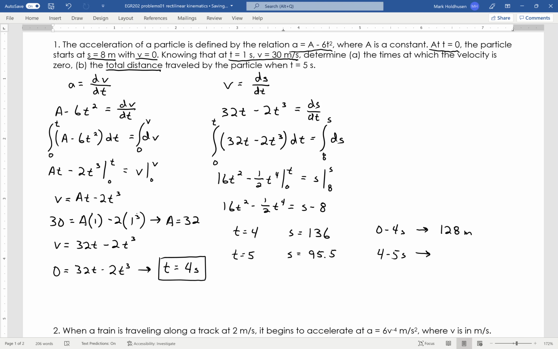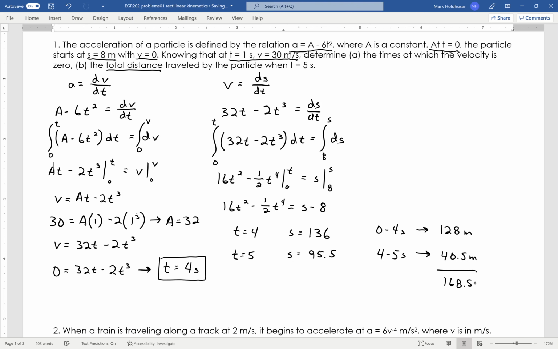And then from 4 to 5 seconds, it travels basically 40.5, because it goes from 136 back to 95.5. But it goes in the other direction. But again, I want the total distance, so it's not just a subtraction sort of thing. I'm adding these together.